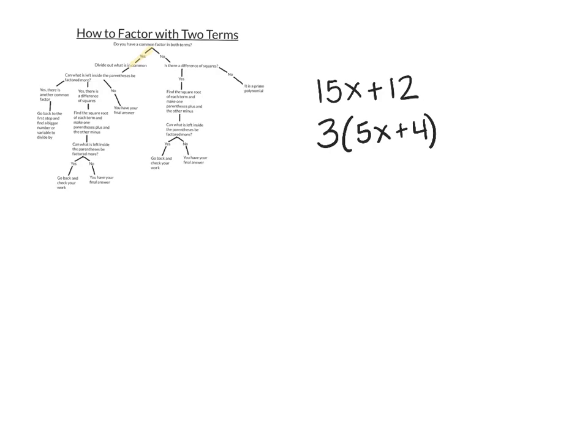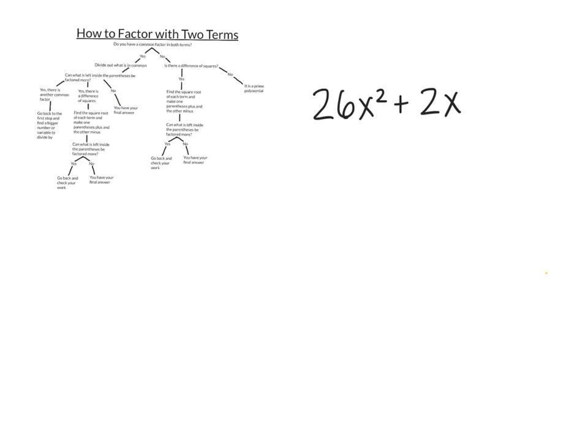All right, continuing through the chart. Next step, can what is left inside of the parentheses be factored more? So looking here at 5x plus 4, is there a common factor? No. Is there a difference of squares? No. So neither of these two cases would apply to this situation. So I would go to no, you have your final answer. So this is the final factored answer of this problem.